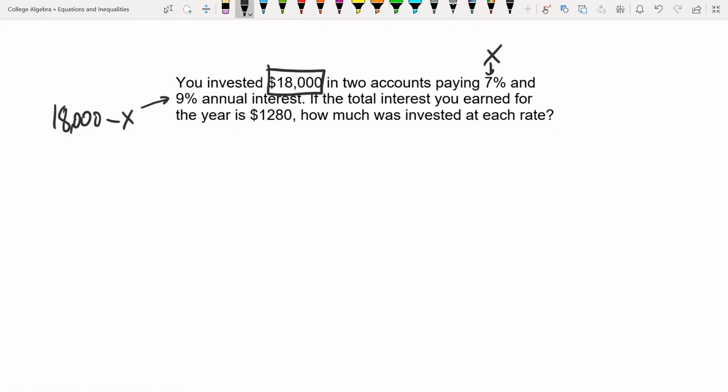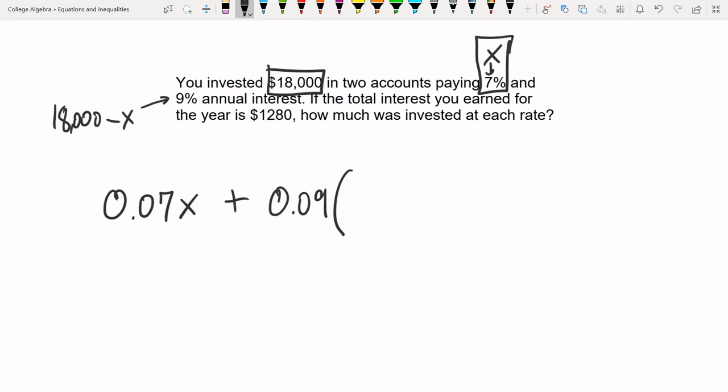Okay, how do we find how much interest is earned in the 7% account that we invested X dollars at? That's just going to be 7% of X. That's how much interest comes after a single year. Now, if we add that to how much we get from the second account, which is 9% of the dollar amount that we invested at, which is $18,000 minus X.